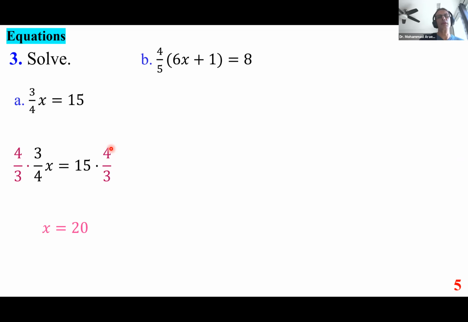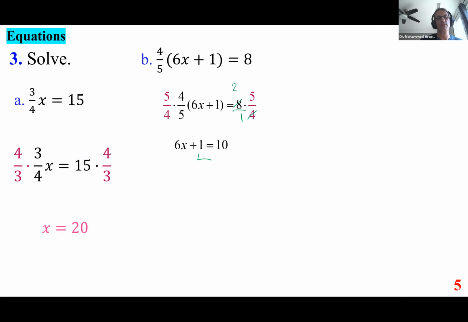We can do the same thing here. We can multiply both sides by the reciprocal of this number, which is 5/4. Therefore, the left side becomes 1. We end up with 6x plus 1. 8 divided by 4. Remember, this is 8 over 1. If you want, you can even write it 8 over 1. And 4 and 8 cancel each other. You get 2 times 5, which is 10.